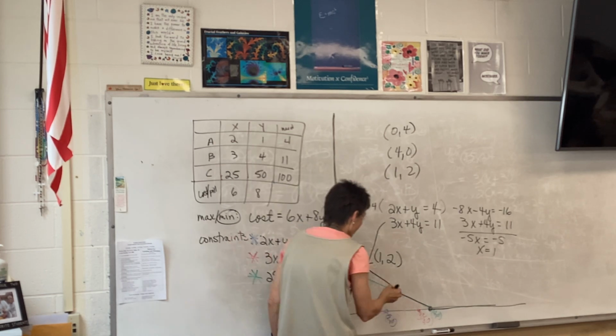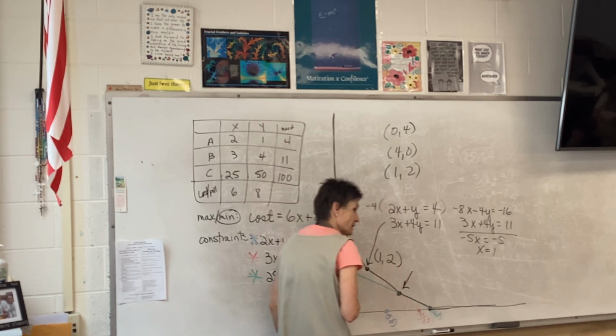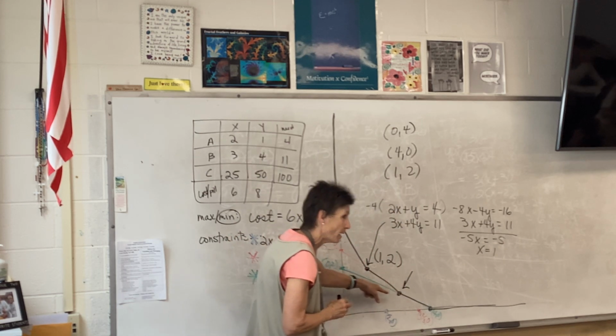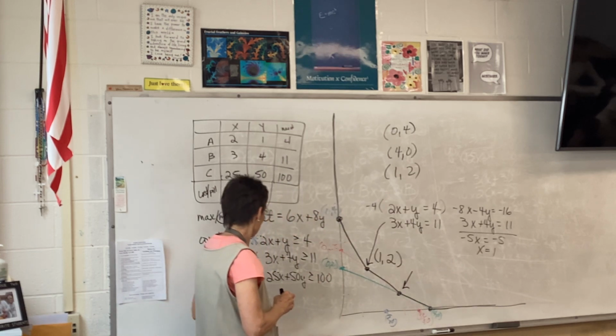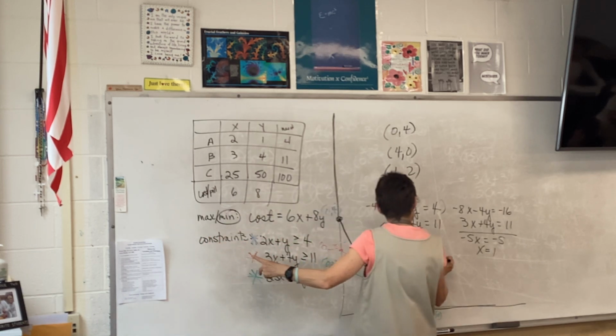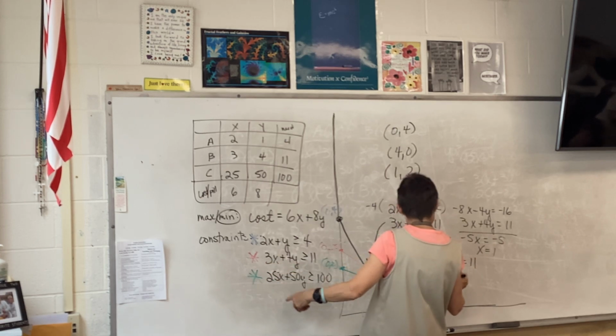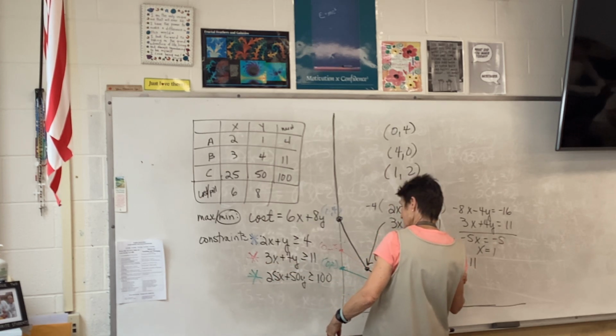Now I need this one. I'm going to have to repeat the process. But this one's going to be my red and my green. So 3x plus 4y is 11. And 25x plus 50y is 100.